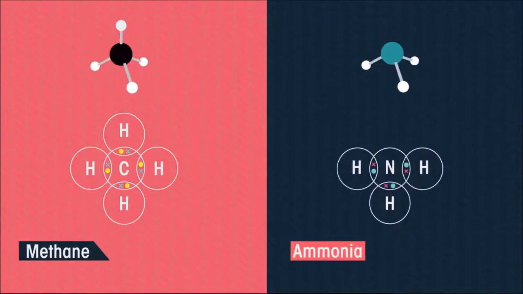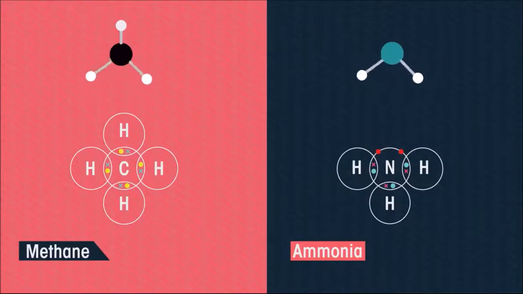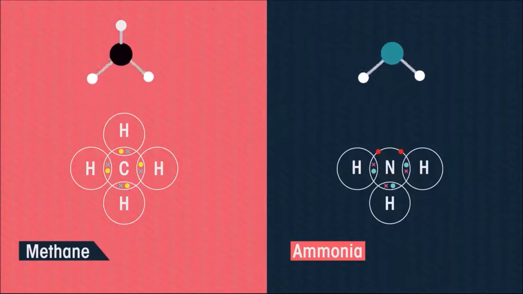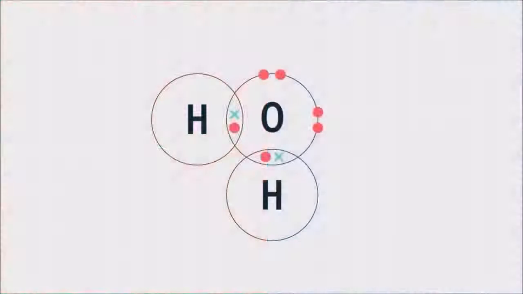Ammonia has 2 electrons, called a lone pair of electrons, occupying the 4th position. These electrons take up space. We can't pretend they're not there. In fact, because electrons are negatively charged, lone pairs repel bonds even more strongly than bonds repel each other. This makes ammonia less symmetric than methane. The water molecule is bent in shape.